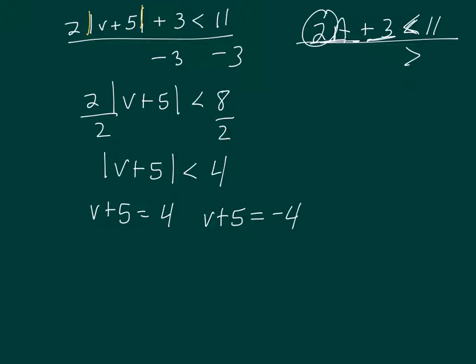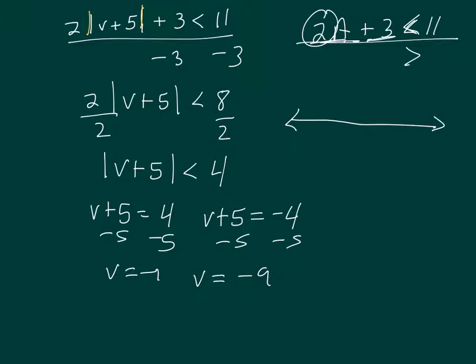And if I solve both of these things separately, we can see that they're equal when v is negative 1 or v is negative 9. So if I put these on a number line, that's a place where the absolute value of v plus 5 equals 4.